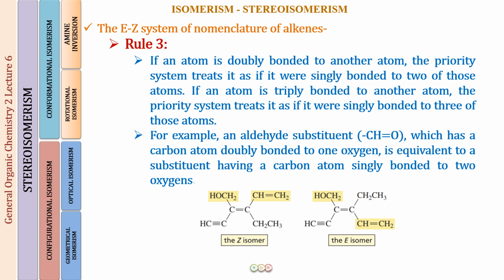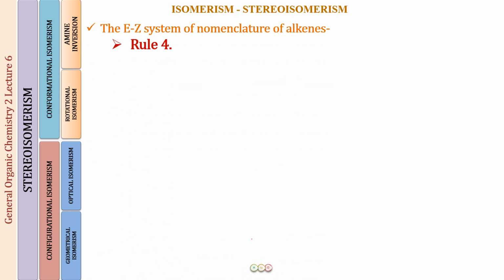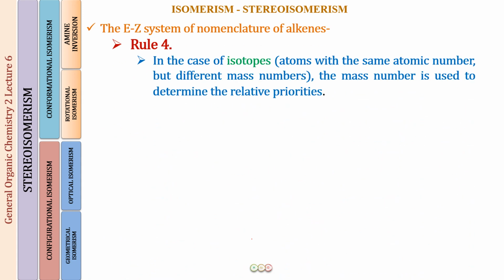So let us move further to rule number 4, where you will see the example I am referring to. Rule number 4 is for the isotopes. Why do we need a rule for the isotopes? Because isotopes are atoms with the same atomic number, and here in the EZ system the criterion that we have taken to choose the priority group is atomic number. So if we have isotopes as one of the groups, which one is going to be of higher priority, when both have the same atomic number? So here we will be changing the priority rule.